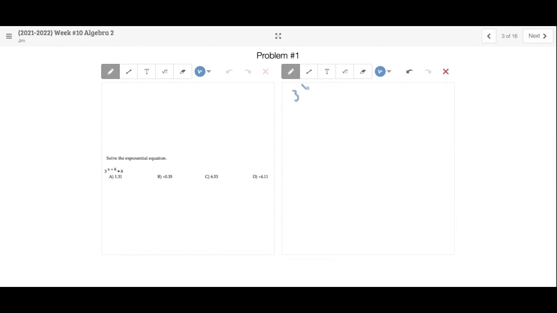All right, so I've got 3 to the x plus 6 is equal to 8. I'm going to rewrite this as a logarithm. So I've got log base 3 of 8 is equal to x plus 6.